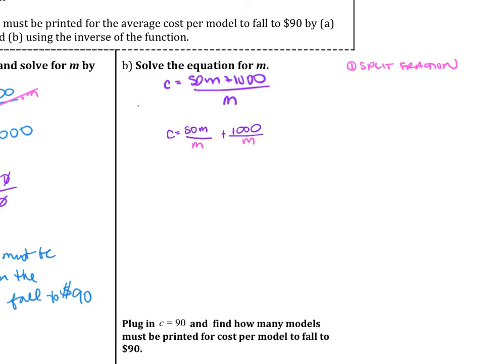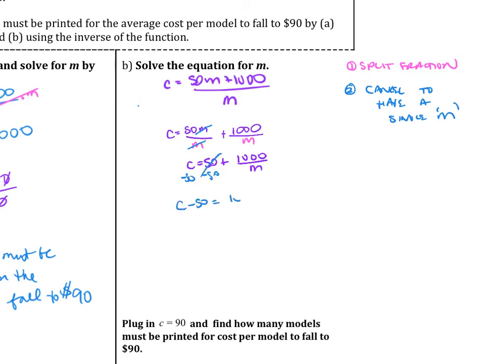The reason we do that is now notice I can cancel out this m here. So the second part will be to cancel to have a single m, because that's what we want to solve for. So look what we're left with. C equals 50 plus 1,000 over m. Our goal is to solve for m, so let's subtract 50 from both sides. So c minus 50 equals 1,000 over m.